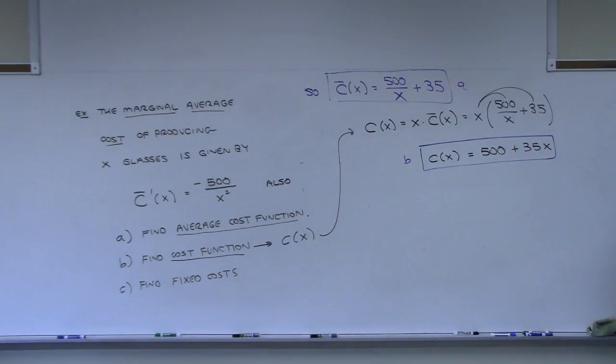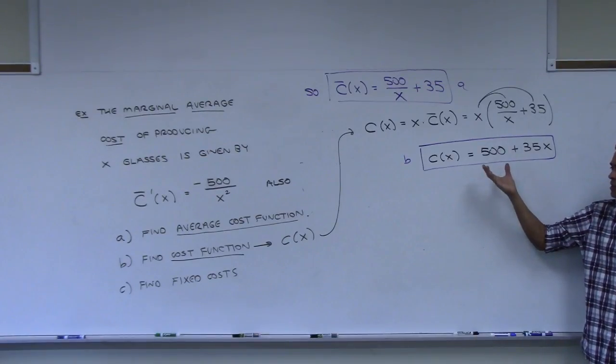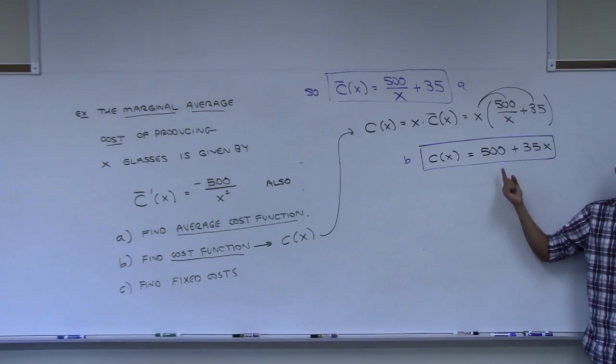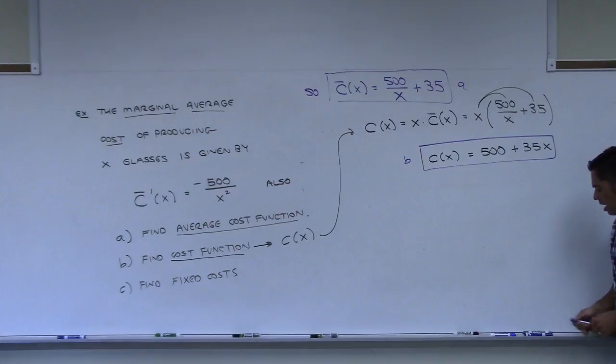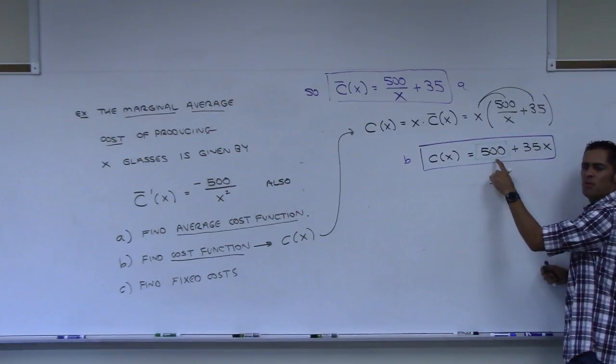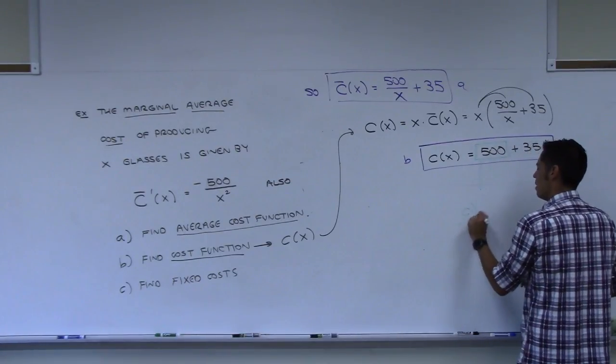And what about part C? What are your fixed costs? So when you go back and remember when you learned about cost functions in 1324, if you have a linear cost function like this, the fixed costs are always the constant. This number right here. See, because no matter how many glasses you produce, it's 500. So the answer to part C is 500.